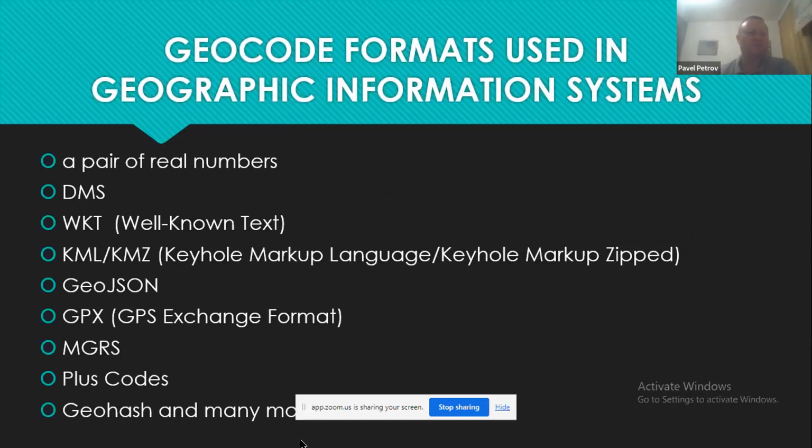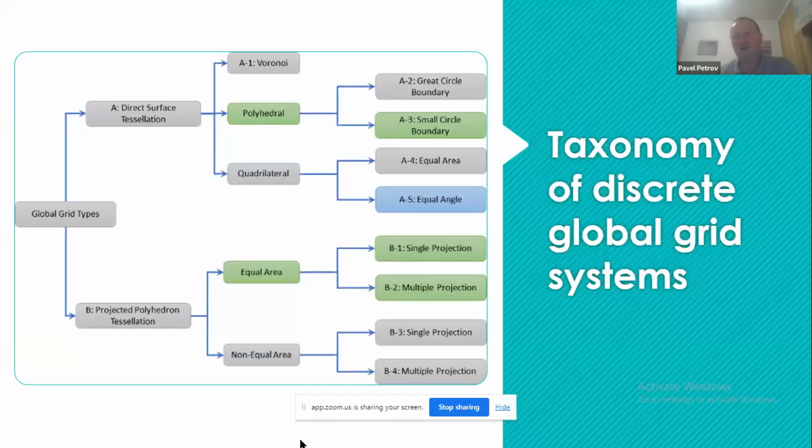There are a lot of systems and geocode formats used in geographic information systems to represent location. A pair of real numbers, longitude and latitude, is the classical coordinate system. There are other systems. For example, our research shows that the Natural Area Code, developed in 1994, is a kind of beginning of modern geocoding systems with equiangular hierarchical tessellation.